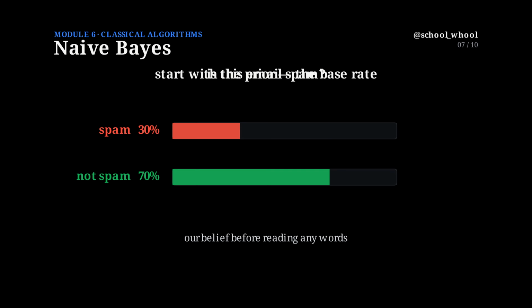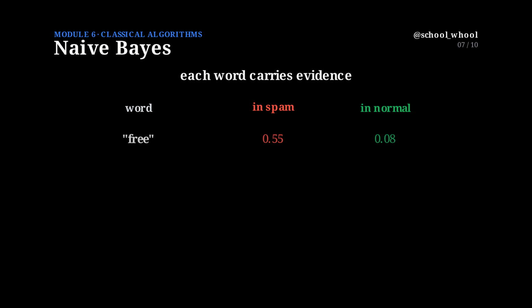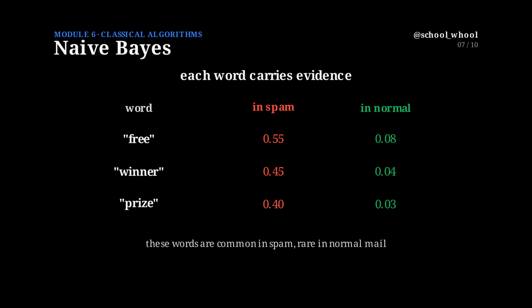Now each word carries evidence. From past emails, we've learned how often each word shows up in spam versus normal mail. The word free is very common in spam, and rare in real email. Same with winner and prize. Each of these words tilts us toward spam.